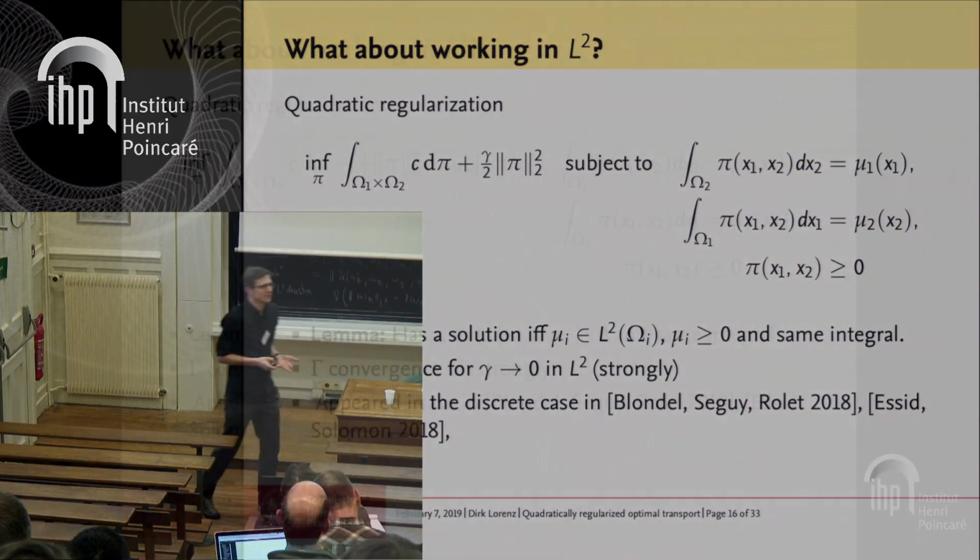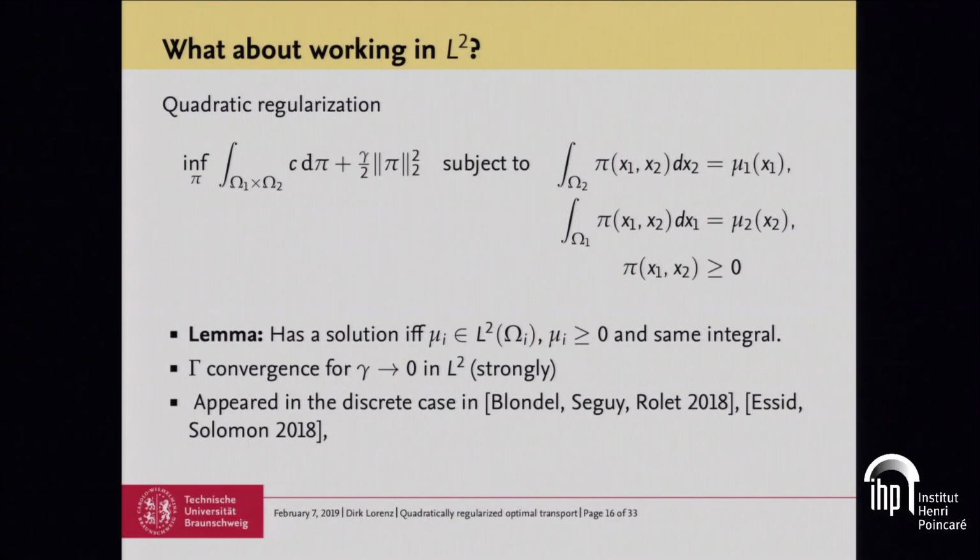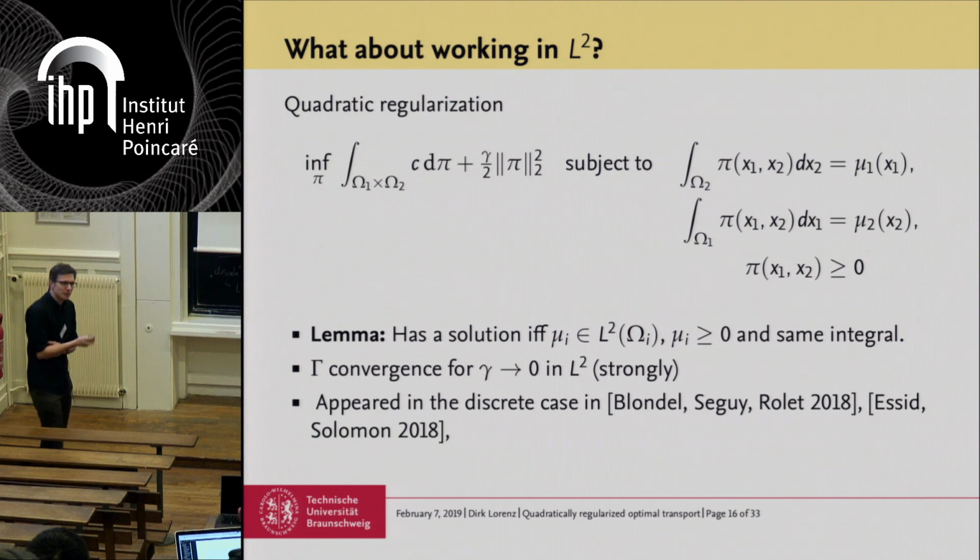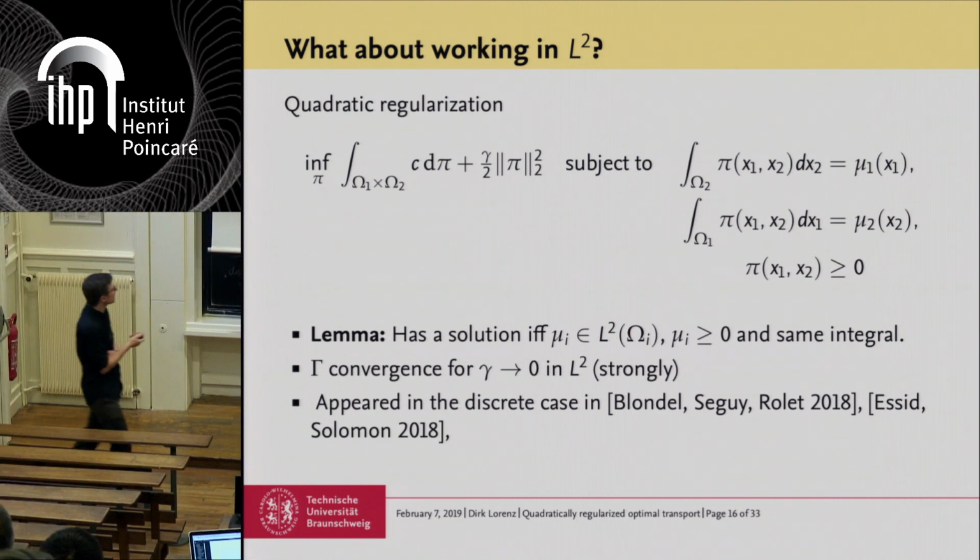Okay, so what about working in L2? Should be simpler, actually. This is what we thought. So do quadratic regularization, just take the same thing as before, but add the quadratic penalizer here. That's it. And then a very simple lemma is you have a solution if and only if the marginals are L2 and non-negative and have the same integral. That's all pretty simple.